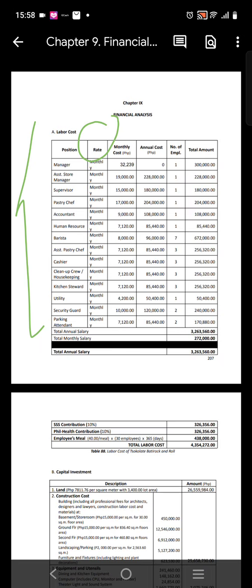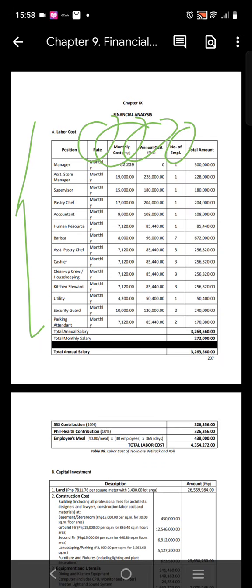And then for the monthly cost, you need to identify how much will be the salary of all your staff. The annual cost, you will just multiply your monthly cost by 12 because there are 12 months in a year. Number of employees, how many employees you have in all the positions or in each position. And then the total amount, you will just multiply the annual cost by the number of employees.